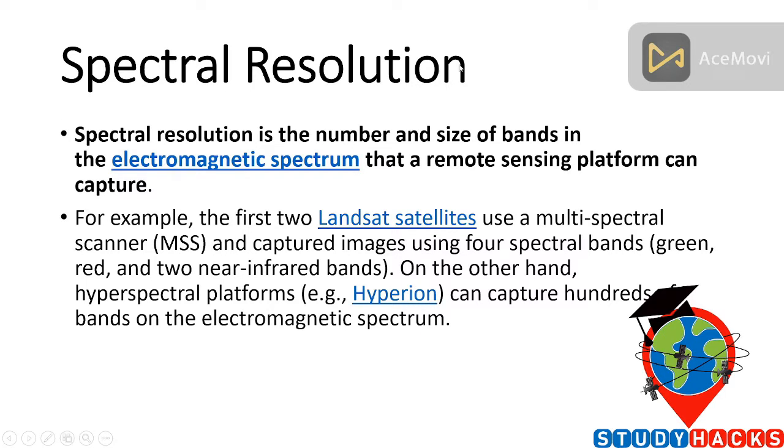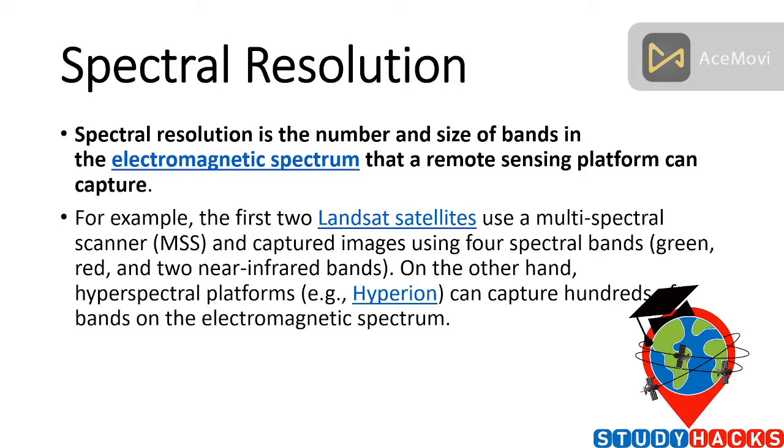So what is spectral resolution? Spectral resolution is the number and size of bands. For the Landsat multispectral scanner, MSS, images are captured using 4 spectral bands: green, red, and 2 near infrared bands. But hyperspectral mainly captures hundreds of bands. So this is the difference between hyperspectral and multispectral. The multispectral scanner captures images in 4 spectral bands, but hyperspectral captures hundreds of bands. That's why hyperspectral remote sensing is better than multispectral remote sensing.